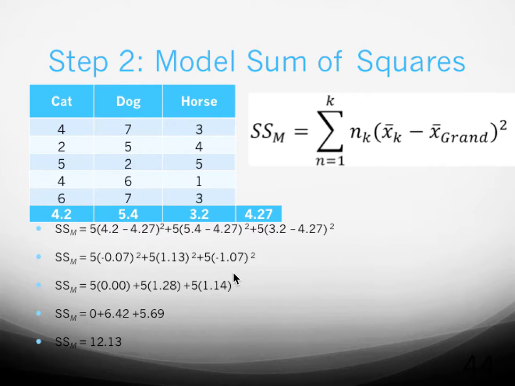Then from there, you'll square the values in the parentheses because of order of operations. That's what we have here, of course, rounding. Then we will multiply the n for each group times that value. So we have done that for each step along the way. And then you just add them together. So the model sum of squares, 12.13.